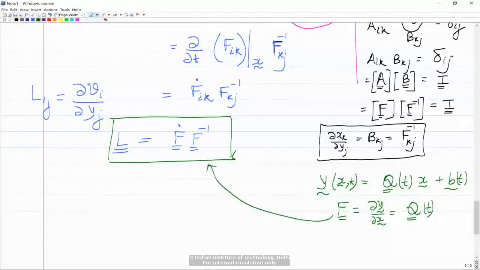So put that back here, what do you get? That means L is equal to q dot q inverse, right? Because F is q. Isn't this what you had for rigid body motion? The velocity gradient was indeed this q dot q inverse, which is W. Okay, so you have derived this general formula and you also verified it with the special case of rigid body motion.